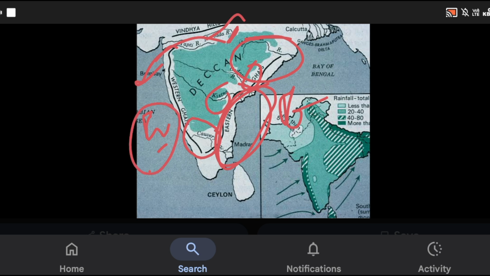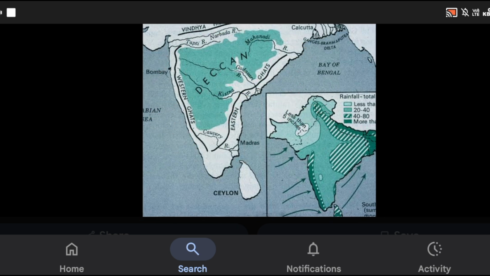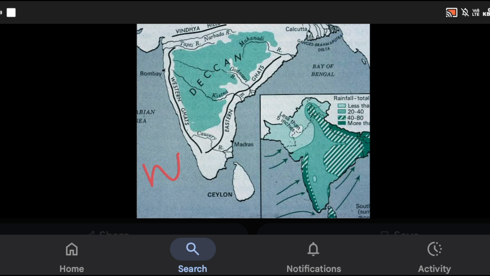Two kinds of rivers in the Peninsular Plateau. One is west flowing, and another is east flowing. West flowing are originating in the east and draining into the west, and east flowing are originating in the west and draining into the east. So these are the two different kinds of rivers you can point out from here.